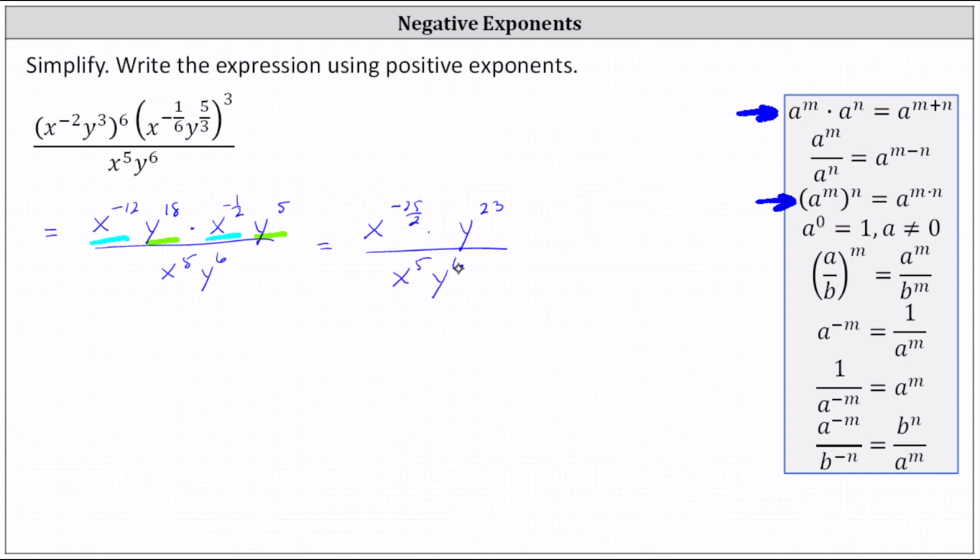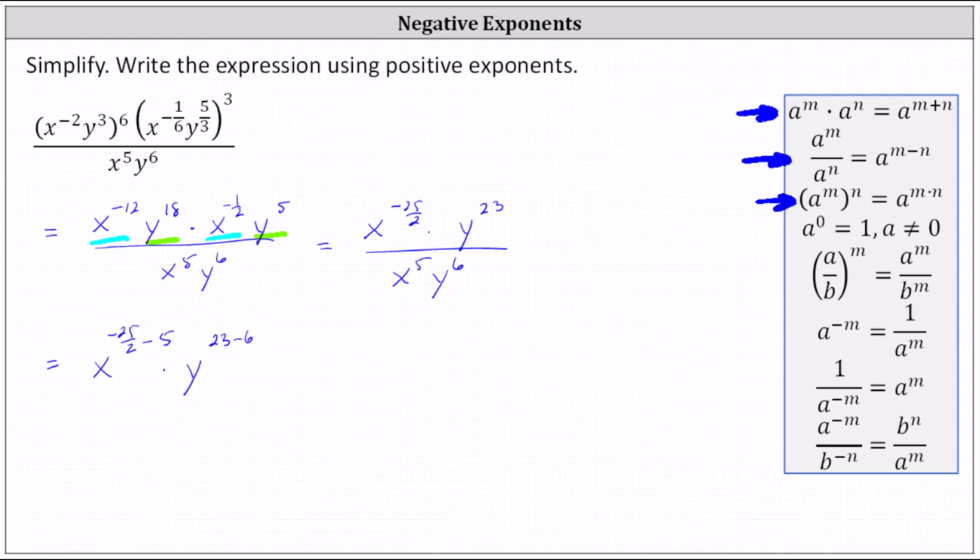And now when dividing and the bases are the same, we subtract the exponents. X to the power of -25 halves divided by x to the 5th equals x to the power of -25 halves minus 5. And then we have y to the power of 23 divided by y to the power of 6, which is equal to y to the power of the difference of 23 and 6.